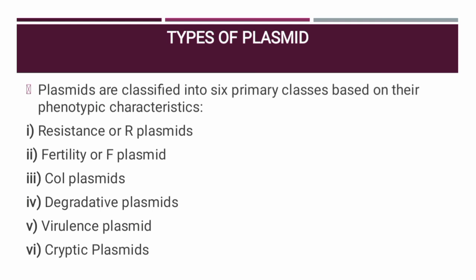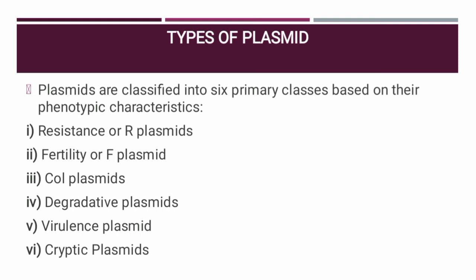Resistance plasmids, by definition, carry one or more antibiotic resistance genes. A resistance gene contains the information for the production of a protein that makes an antibiotic ineffective and hence confers resistance against an antibiotic to a pathogen. The second one is fertility or F plasmid. F plasmid is characterized by the presence of the F or fertility factor.